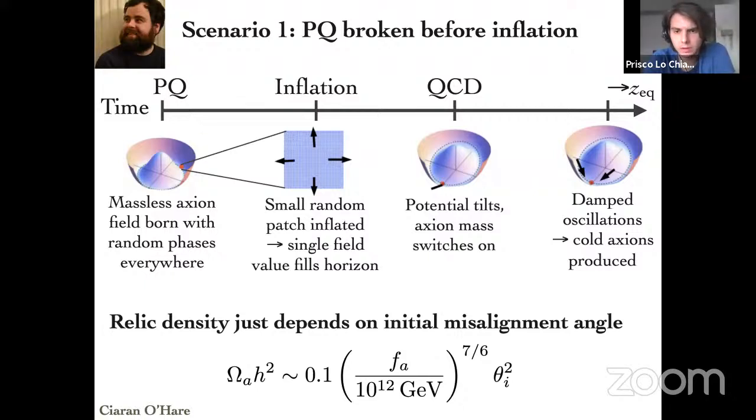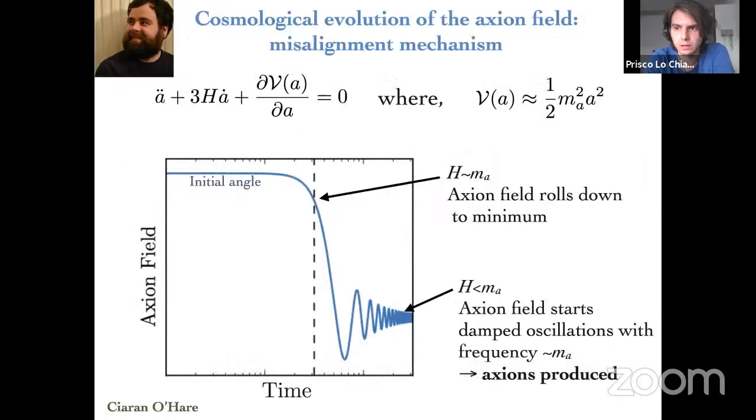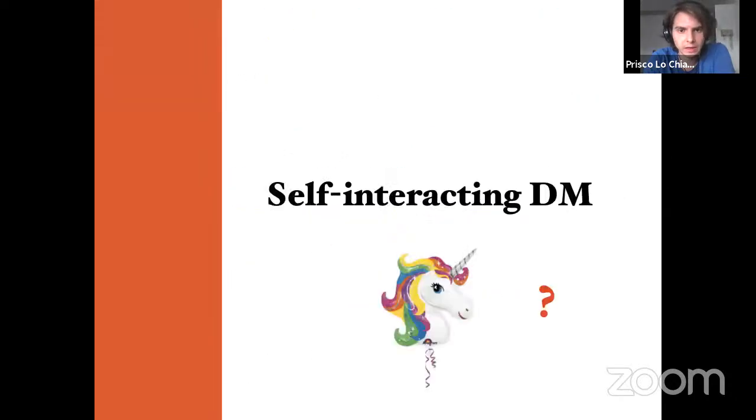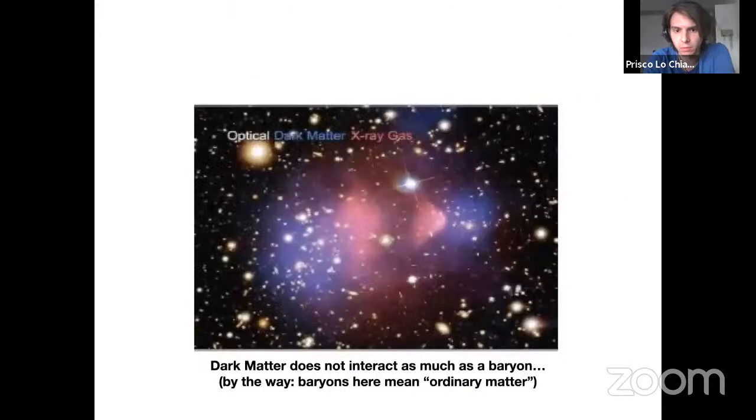About the self-interacting dark matter, you said it helps with reducing the density in the core of galaxies. Is this the core-cusp problem, basically? Okay, thanks.